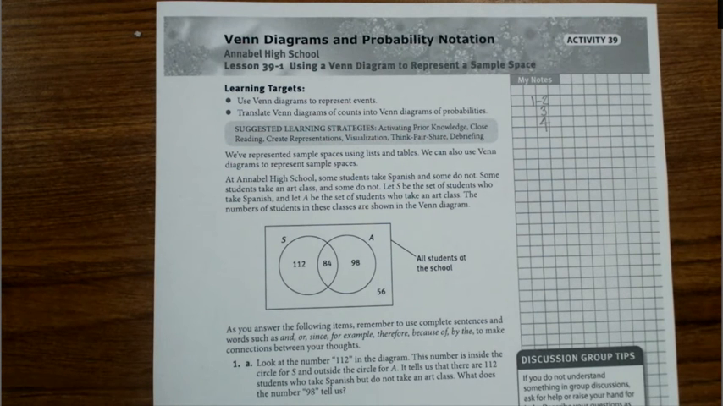We've represented sample space using lists and tables. We can also use Venn diagrams to represent sample spaces. At Annabelle High School, some students take Spanish and some do not. Some students take art class and some do not. Let S be the set of students who take Spanish. A will be the set of students who take an art class. And the number of students in these classes are shown in the Venn diagram.